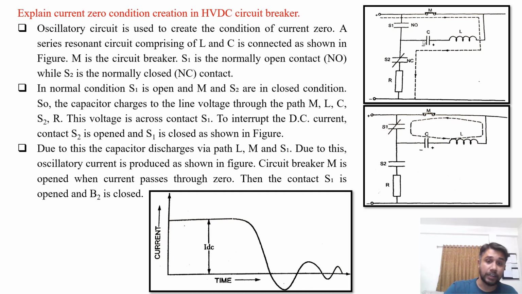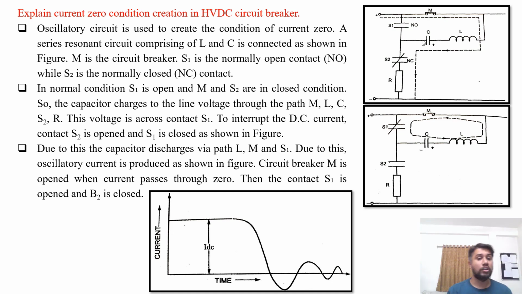Now during the fault condition, S1 and S2 both change their status. S1 changes from normally open to closed and S2 from normally closed to open. Due to this, the capacitor discharges via the path L, M, S1 to C. So this is how the capacitor is discharging and opposing the main current.